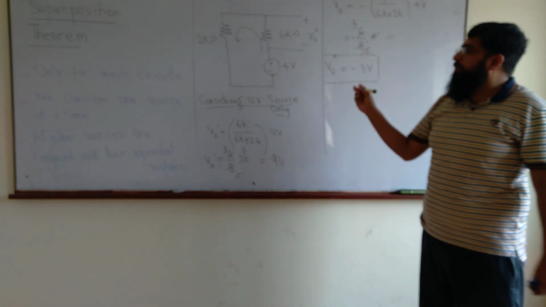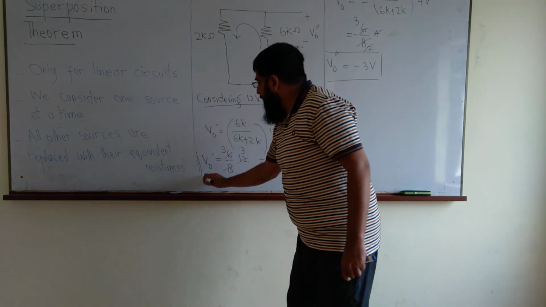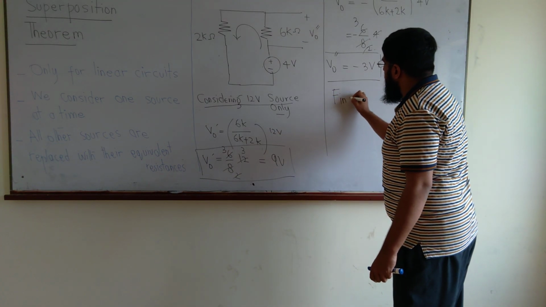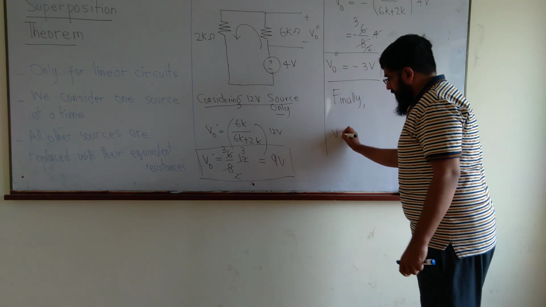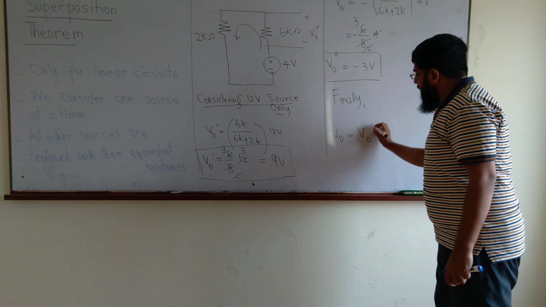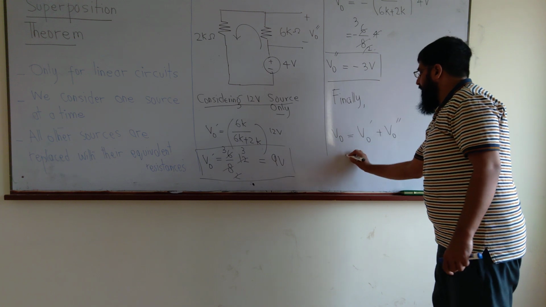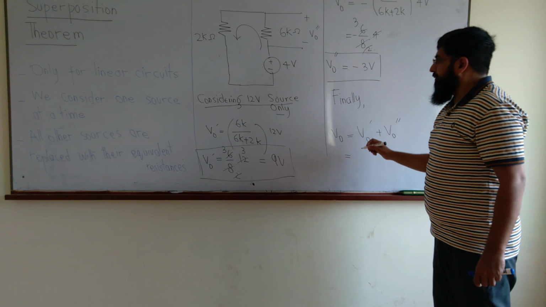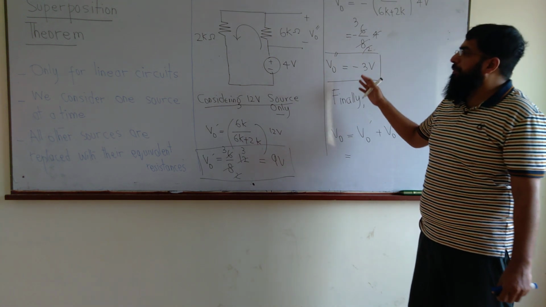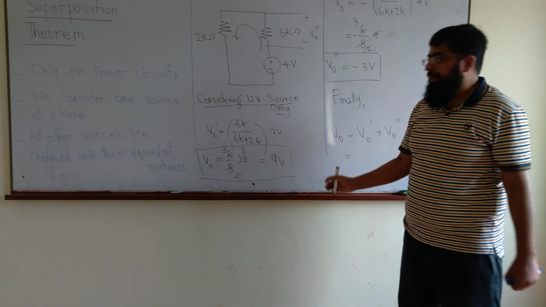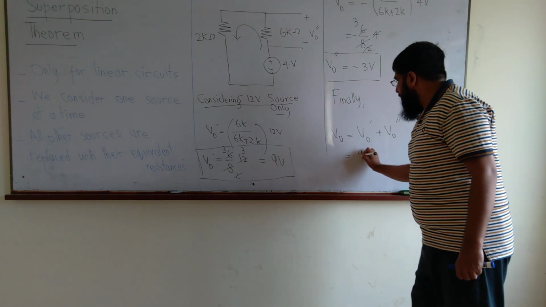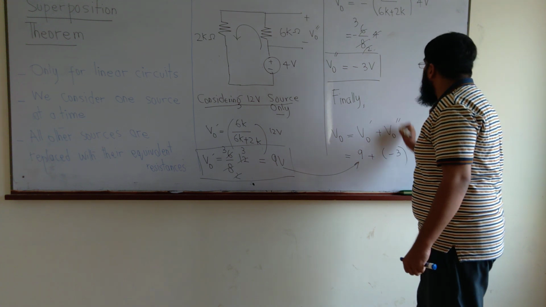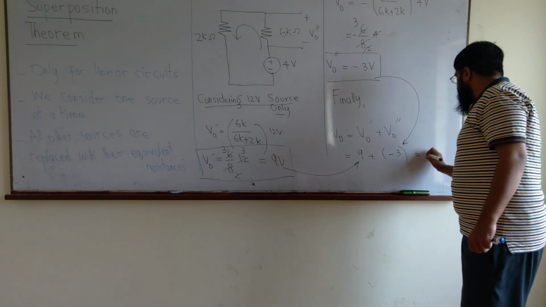So as per the superposition theorem, all the component outputs are added together to make the final output. So finally, V out is computed by adding the two components of V out. V out prime computed here and V out dual prime computed here, and each of these was computed by considering only one source, so neglecting the other. So this 9 comes from here, plus minus 3 comes from here. So the answer is 6 volts.